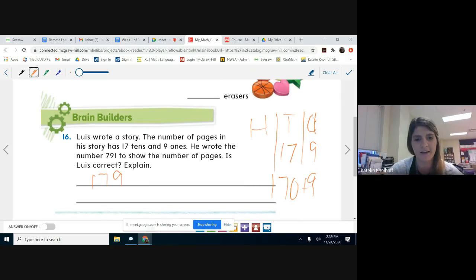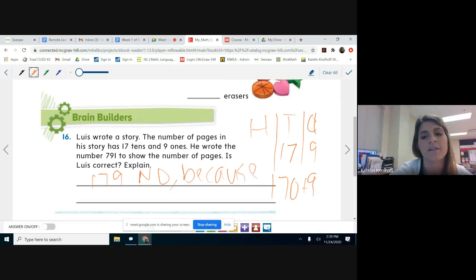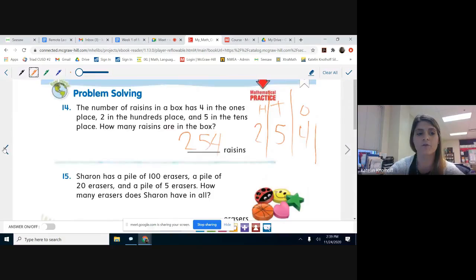So it asks us, he wrote the number 791 to show the number of pages. Is Lewis correct? No, Lewis is not correct. And we know he's not correct because 17 tens is 170. Okay?